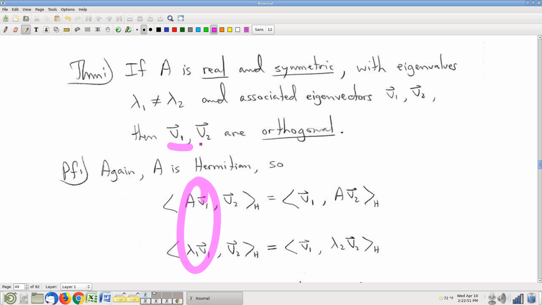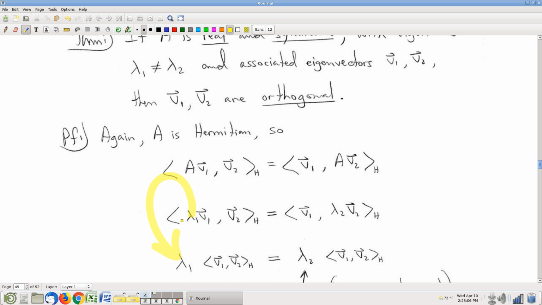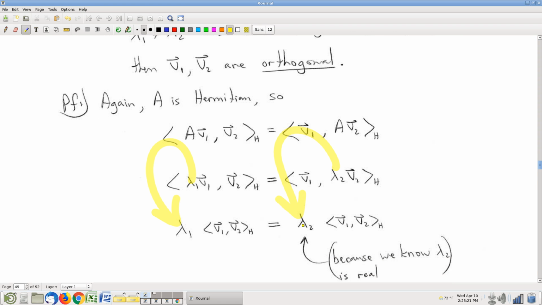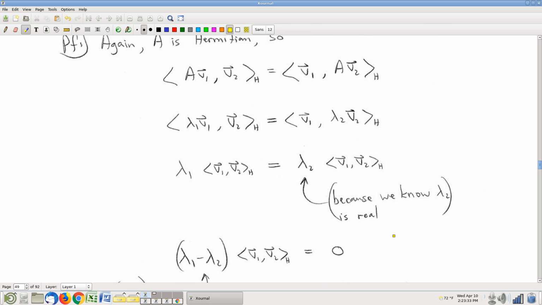V1 is an eigenvector. V2 is an eigenvector. So rewrite those as lambda 1 v1 and lambda 2 v2, respectively. Factor out the scalars. Lambda 1 factors out, no problem. Lambda 2 factors out. Now, you might be thinking, wait a minute, don't you have to conjugate that? This is a factor on the right, and you're supposed to conjugate when you factor out on the right. But we already know that the eigenvalues are real, since from the previous theorem we know this eigenvalue is real. I guess you could conjugate it if you want, but it doesn't matter. Okay. Now, subtract everything to the other side.